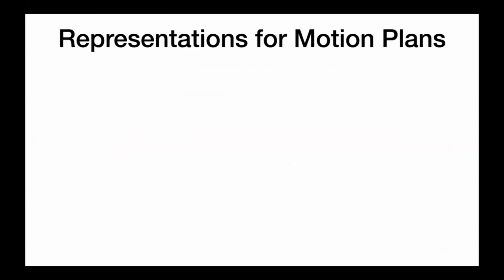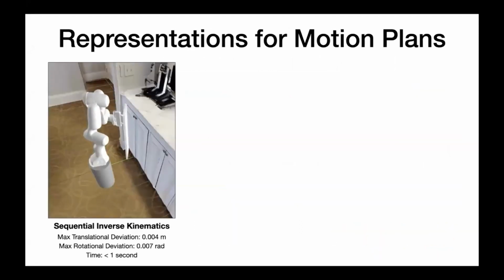So this is a motion plan, and it turns out this actually works quite well. This is a trajectory that you can find with sequential inverse kinematics. And note the deviations; they're very low, so it's very precise trajectories, and we can do this fast. Optimizing this trajectory takes much less than a second. This is unoptimized implementation and whatnot.